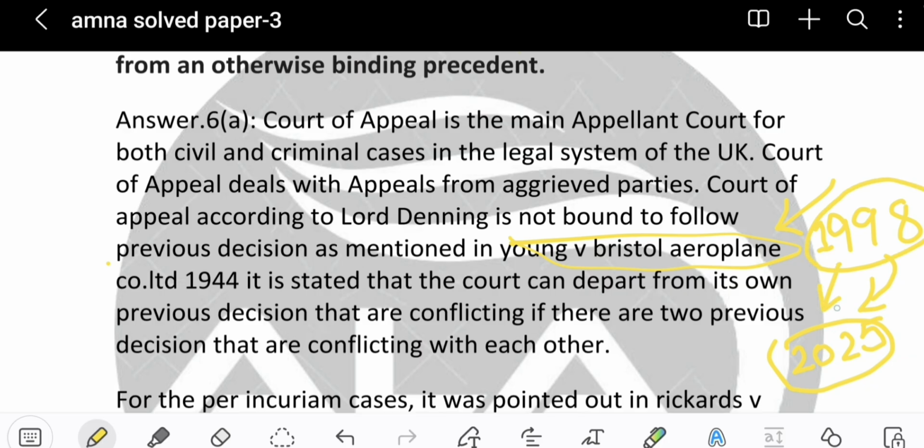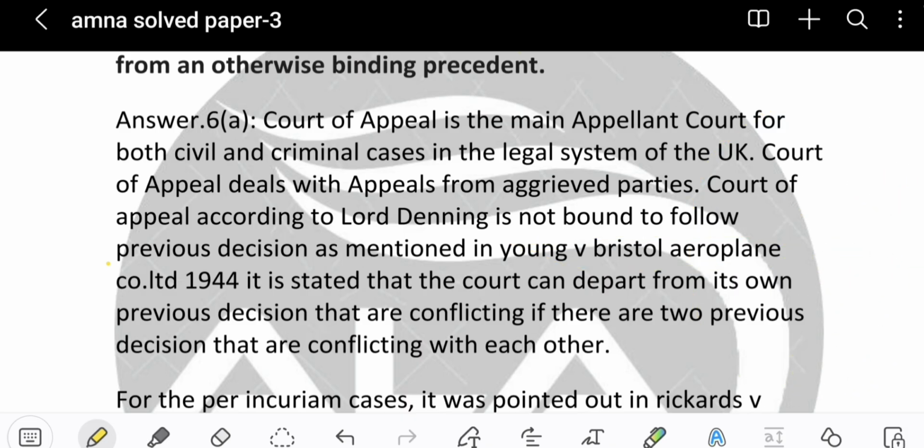The cases are the same, yet their decisions are a little different. They will conflict with each other. This is the reason Lord Denning said that the Court of Appeal is not bound to follow its previous decisions that occurred in the past. So this is highlighted in this case, because it was highlighted that the Court of Appeal does not need to be bound to follow its previous decisions.